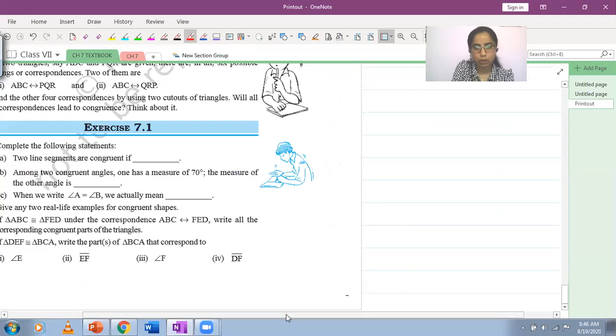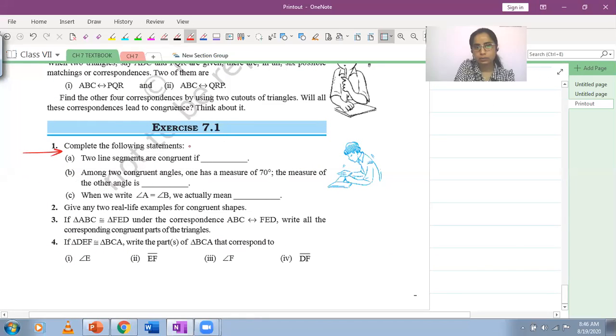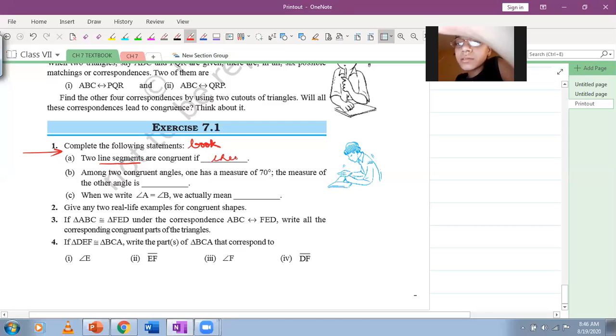And based on this, if we want to answer the questions here, you can do question number 1 in the book. Two line segments are congruent if, when will line segments be congruent? They have the same length. If they have equal lengths. You can write any answer, same or equal length. Two congruent triangles, sorry, among two congruent angles.